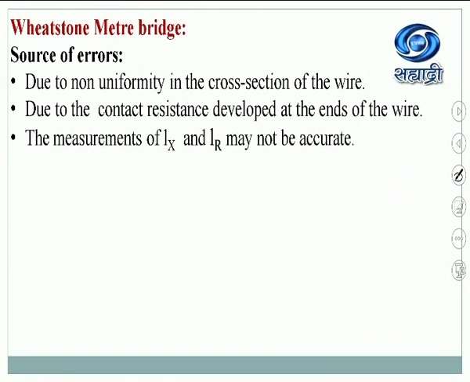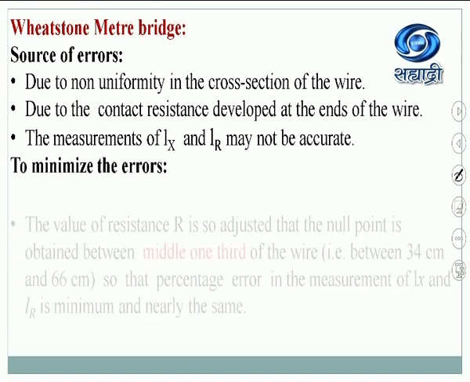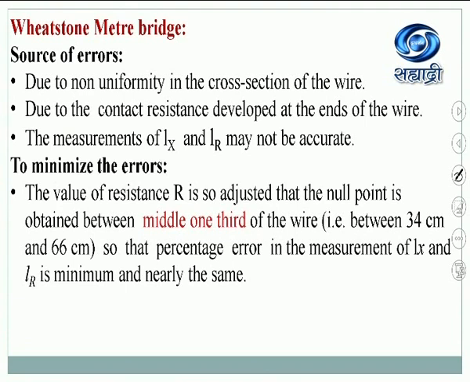Next, the measurement of Lx and Lr may not be accurate because our scale may not be proper or may not be set properly. Because of that, there is an error introduced in the measurement of Lx and Lr. So these are the three errors that are introduced while doing the Wheatstone meter bridge. Now, how are these errors minimized? Now you see, the value of resistance R is so adjusted.